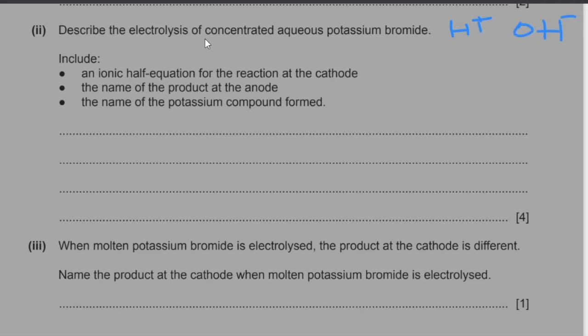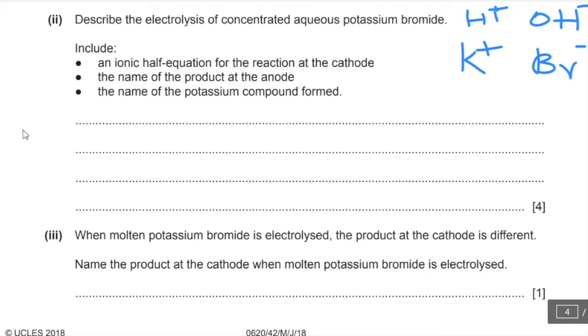And then we have potassium bromide: potassium, the metal, which is the cation, and the negative ion, which is the bromide ion. Include an ionic half equation for the reaction at the cathode. Cathode is the negative electrode, and that means it would attract positive ions, which are hydrogen and potassium ions. The more reactive of the two positive ions stays as the ion itself, and the less reactive of the two positive ions is discharged. Since hydrogen is less reactive than potassium, in this case, hydrogen is going to be discharged at the cathode.